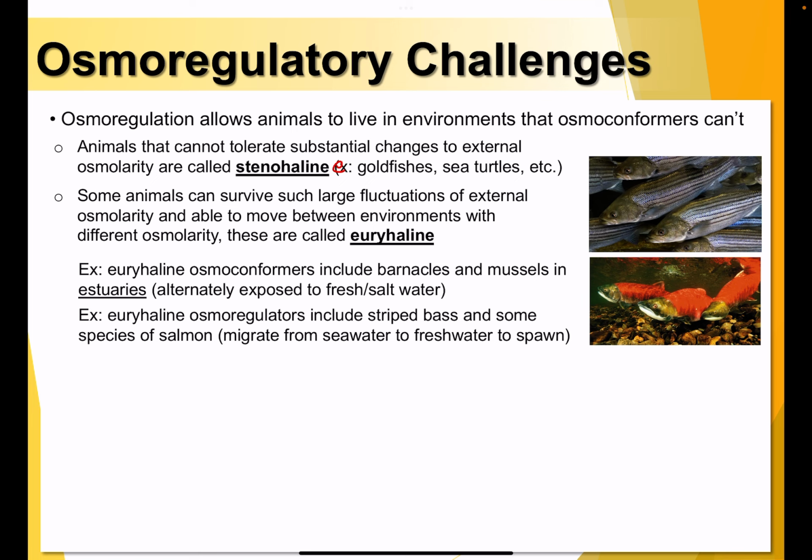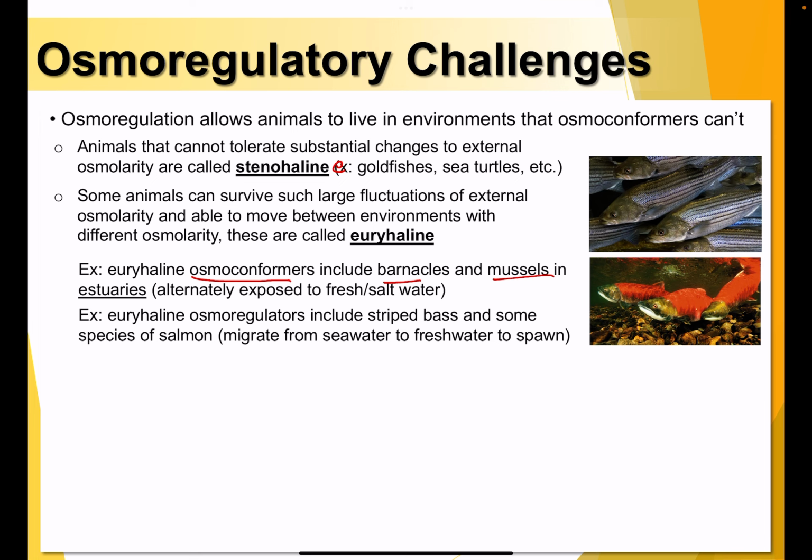One example of euryhaline osmoconformers, those osmoconformers that can work in two different environments, are barnacles and mussels. And that's it. Like I said, osmoconformers are very conformed to their environment, so you don't have a lot of euryhaline osmoconformers.